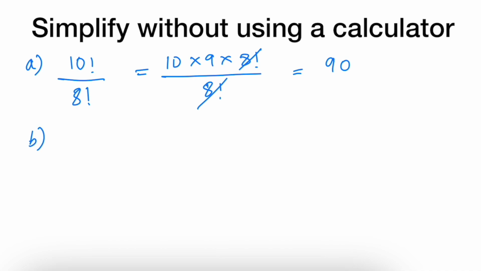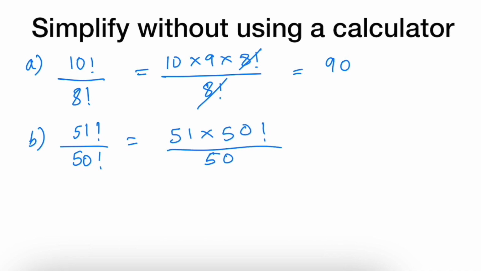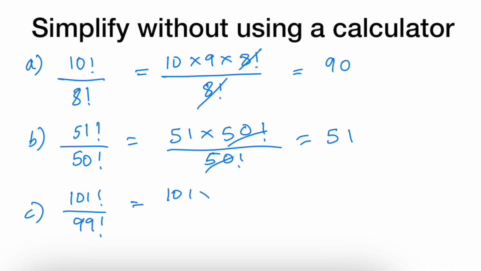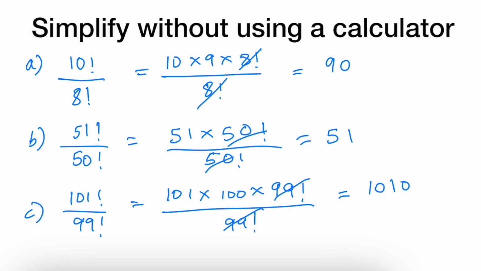So next one. Let's do 51 factorial by 50 factorial. Don't get scared by looking at the big numbers. It's very simple. You know that 51 factorial is nothing but 51 into 50 factorial. This divided by 50 factorial. So this will cancel out and you're left with 51. Very simple, right? So can we do 101 factorial divided by 99 factorial? Yes, we can. It is 101 into 100 into 99 factorial divided by 99 factorial. So this will cancel out and we are left with 101 followed by 2 zeros.